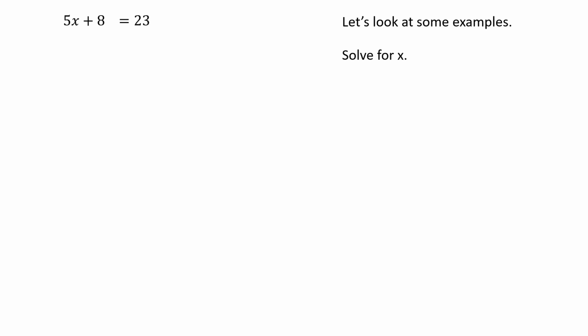Okay, so let's solve. Is there any adding or subtracting? Yes, there is. I want to undo the addition of 8. I'll subtract 8 on one side. I've got to subtract 8 on the other side to keep it balanced. 23 subtract 8 is 15. Now I can undo that multiplying by 5. Division by 5. 15 divided by 5 is 3. There we have an answer. Yay, answer!